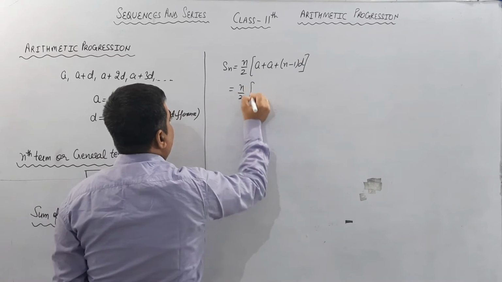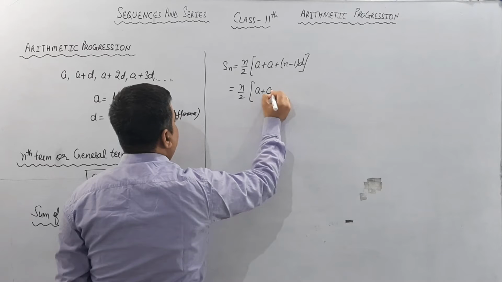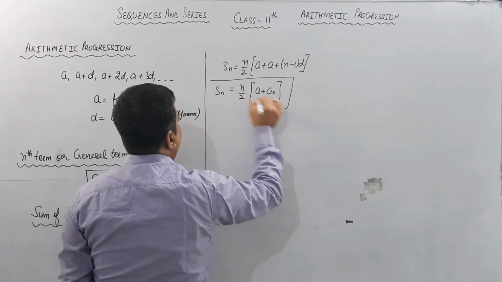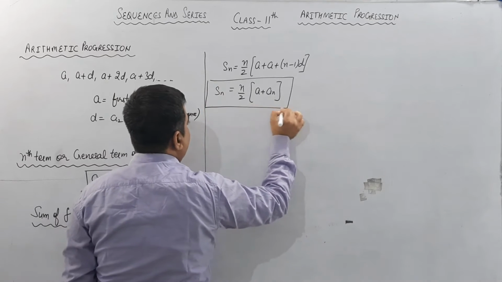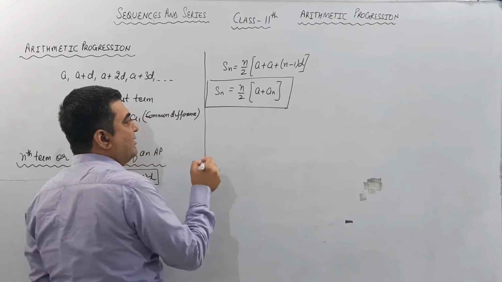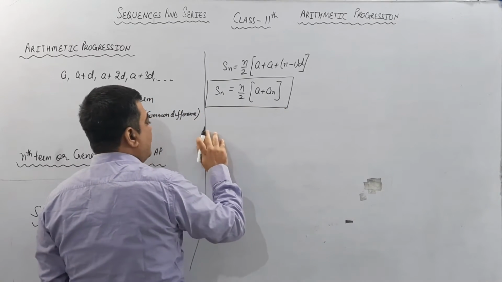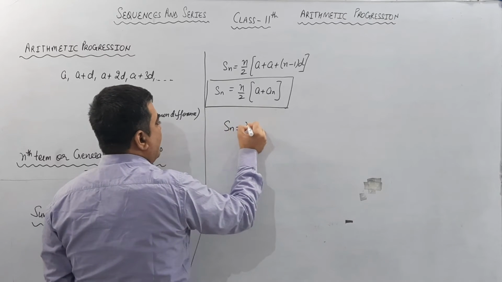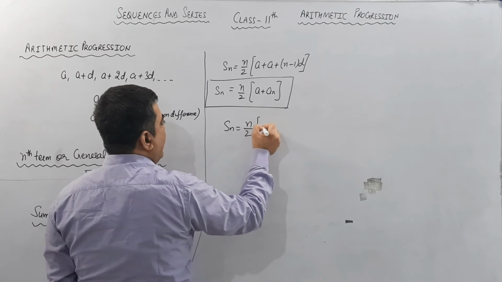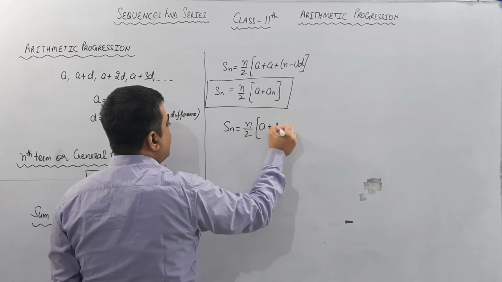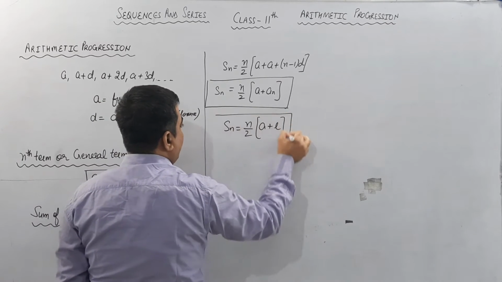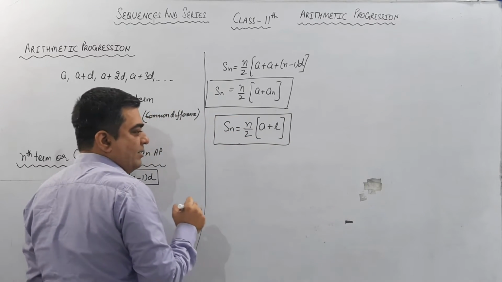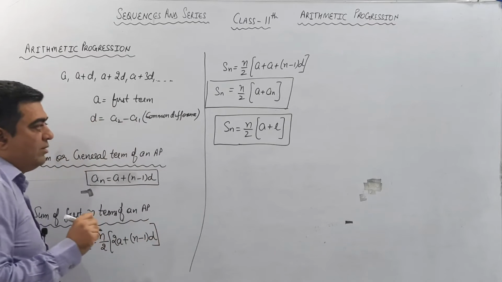This (a plus (n minus 1)d) is written as an. If the nth term, number of terms and first term are given, then we will apply this formula to find the sum of first n terms. This is also written as L. Then Sn equals n by 2 times (a plus L). L is also an, the last term of an AP. Clear? Now make a note.